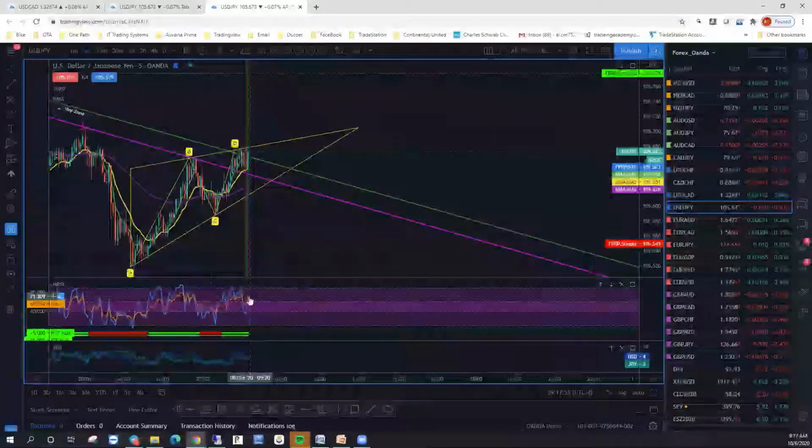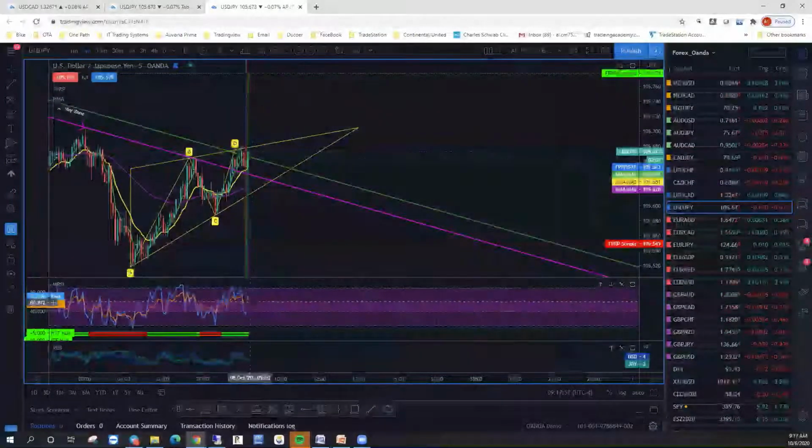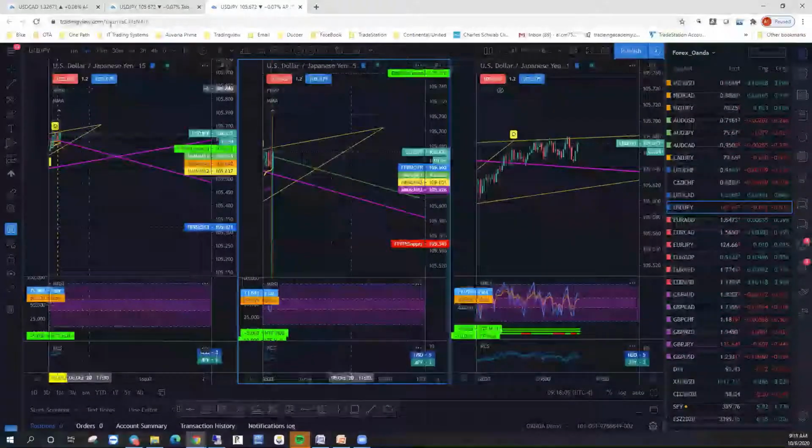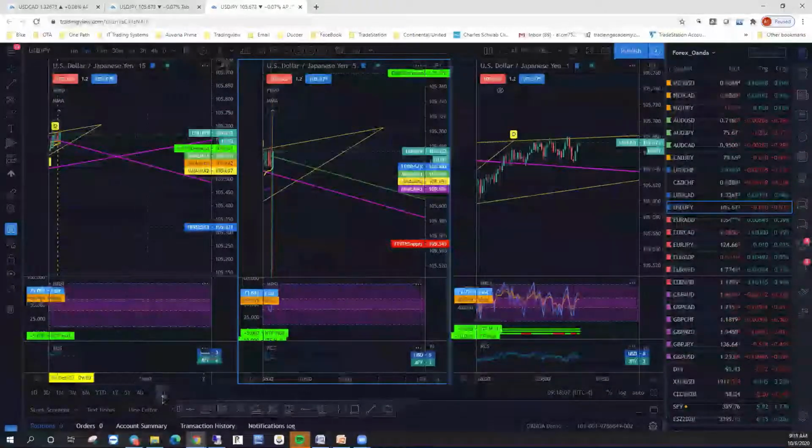We have the hook. We have all of our RSIs coming out of the 40-60 range. Dollar is stronger on the 5-minute. Let's see where we are on the dollar is strong. Dollar is the first currency of the pair. Dollar strength on all three.